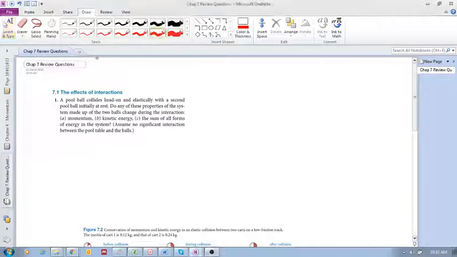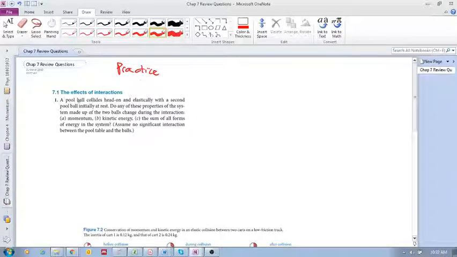Okay guys, we're going to be going through chapter 7 review questions. This is in the practice textbook. Yeah, so let's just get going. Let's look at review question 7.1, the effects of interactions.